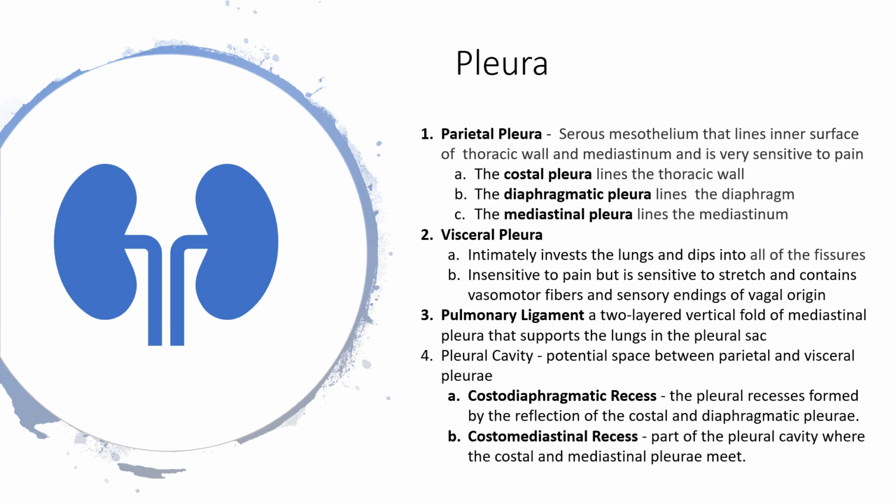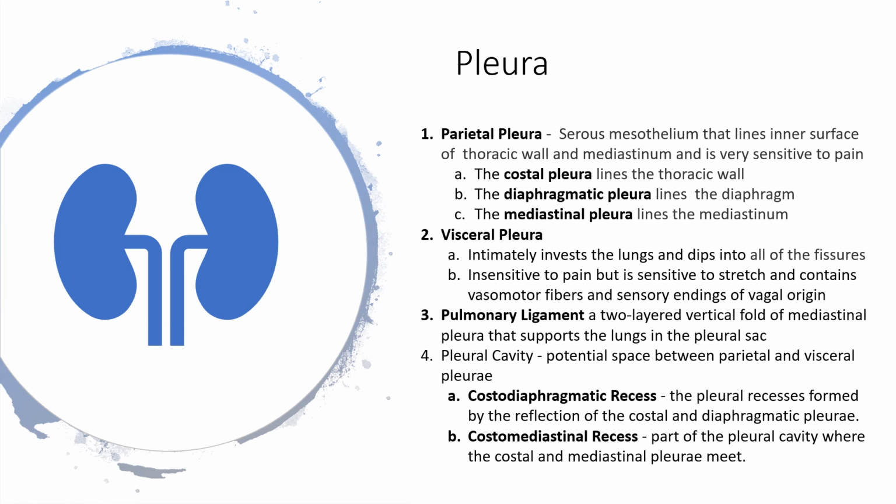Now, the visceral pleura intimately invests the lung and dips into all the fissures with blood supplied by bronchial arteries and drained by pulmonary veins. It is insensitive to pain, but is sensitive to stretch and contains vasomotor fibers and sensory endings of vagal origins, which may be involved in respiratory reflexes. The pulmonary ligament is a two-layered vertical fold of mediastinal pleura that supports the lungs in the pleural sac by retaining the lower part of the lungs in position.